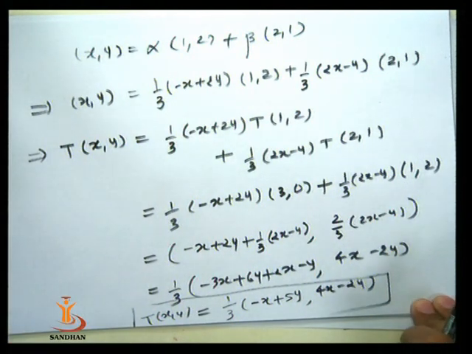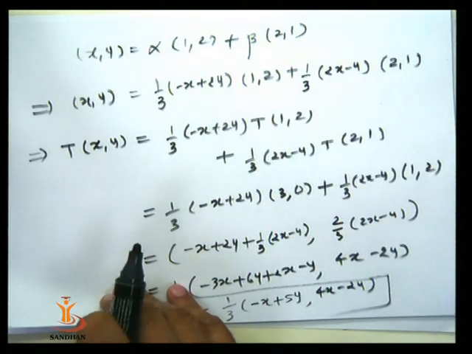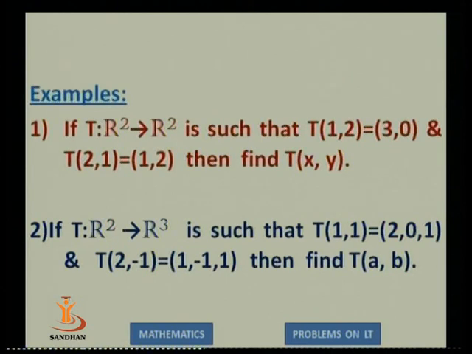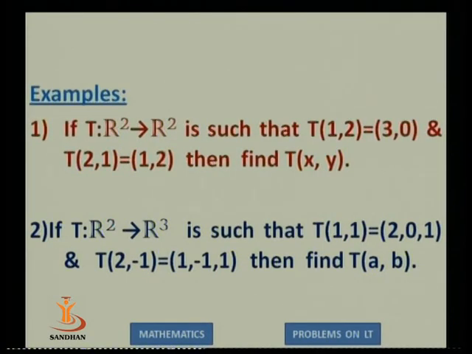So you can check that. Similarly, in this way, if a linear transformation is defined on basis vectors, then we can obtain its rule. Second example: if T from R2 to R3 is given by T(1,1) = (2,0,1) and T(2,-1) = (1,-1,1), then you can find T(a,b), that is the rule of T, like the previous example.